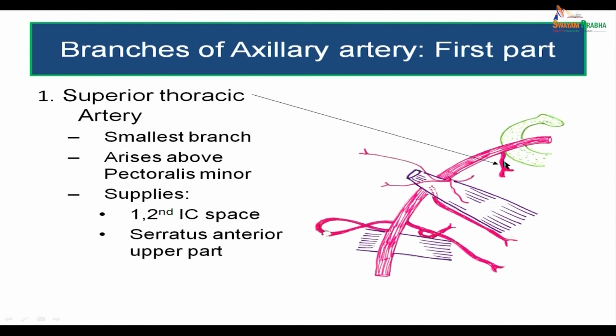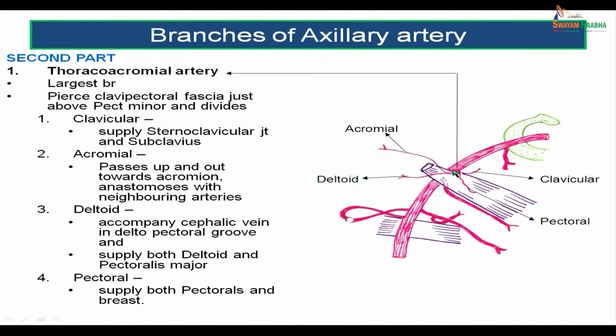The superior thoracic artery is a small branch. It arises above the level of pectoralis minor and supplies the first and second intercostal space and the serratus anterior muscle in the upper part. The thoracoacromial artery is a larger branch. It pierces the clavipectoral fascia above pectoralis minor and divides into its four constituent branches: a clavicular branch, a pectoral branch, a deltoid branch and the acromial branch.